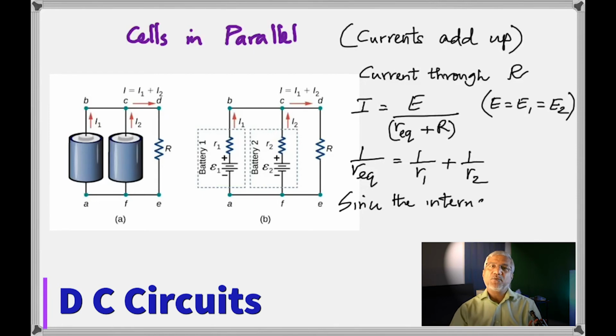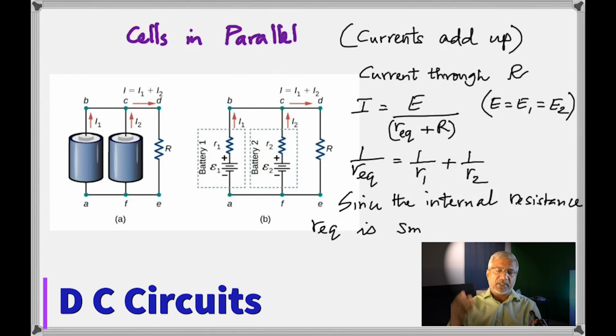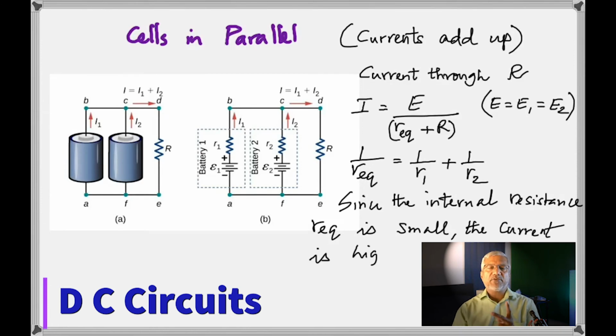Internal resistances are what? Usually small. And since the internal resistances are small, and now on top of that you've connected them in parallel, the equivalent of them becomes even smaller. That's why the current becomes bigger. So that's the difference between connecting batteries in series and in parallel. To just summarize, when batteries are connected in series, the EMFs add up.